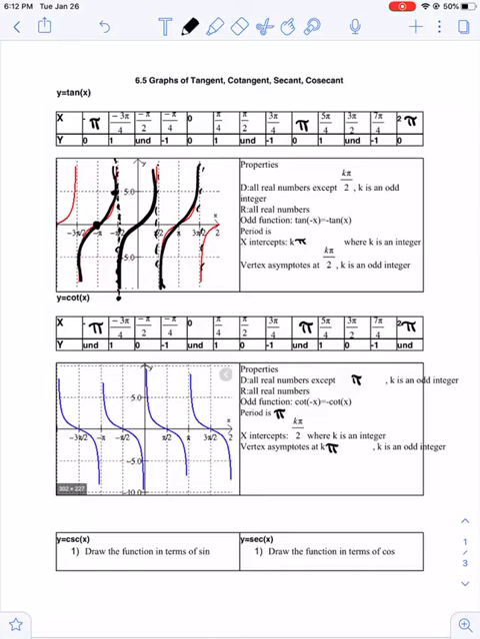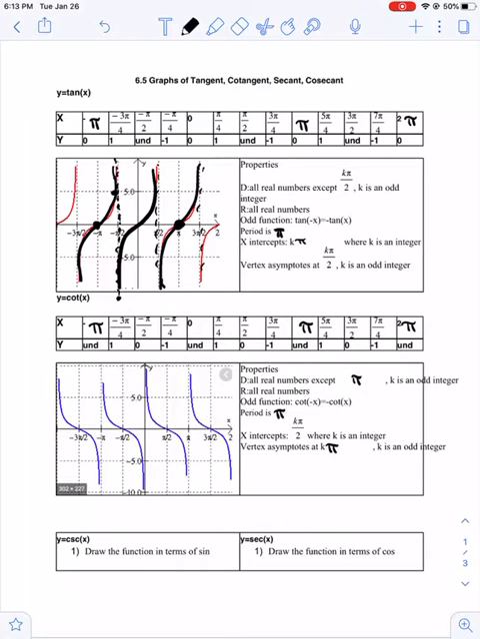Tangent is an odd function. And then the period is pi. Forgot to write that in. Period's pi. The x-intercept happens at pi. Right here, there's an x-intercept. And then at negative pi. So every pi away, there is an x-intercept. And then for the vertical asymptotes, that's just saying at every pi over 2, there's a vertical asymptote.